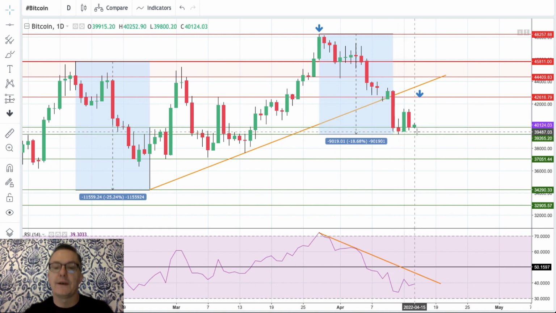Right now we are still fighting for the technical support around basically the level of $40,000. The main level is 39,266. It looks like we are going to break below this level very soon, and then the market will go lower towards 37,000 and 34,000 dollars. So please keep an eye on Bitcoin. It's still under bearish control.